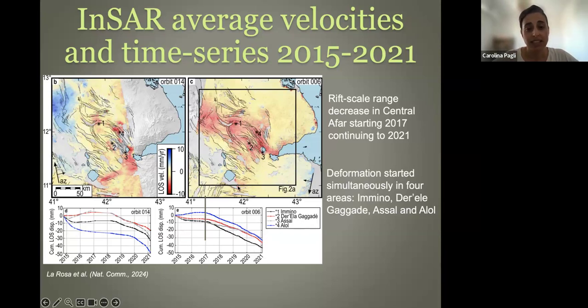Nevertheless, what we can see is that, okay, this is the average velocity, but it wasn't always going up. And in fact, it seems to have been a bit of an uplift at the beginning, then rather stable until 2017, until finally the deformation picked up and continuously had the uplift until 2021. So we think that the uplift at these 4 locations, which are fairly distant from each other, was simultaneous.